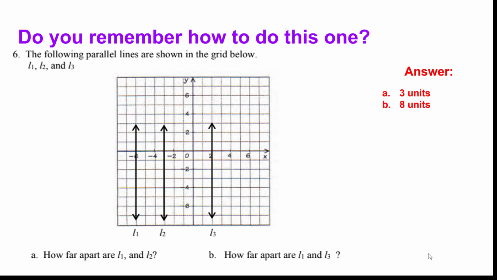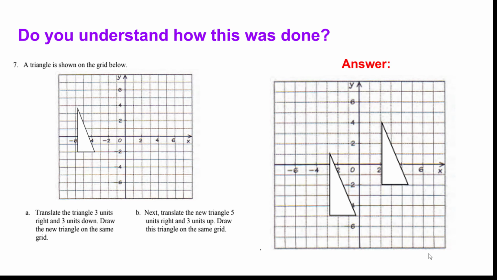Next, do you remember how to do this one? Very simple. You're just counting how many squares are between the lines. So how far are L1 and L2? They're only 3 units. B, how far is L1 and L3? 8 units. Make sure to go back to L1, not from L2 to L3. And do you understand how this was done?